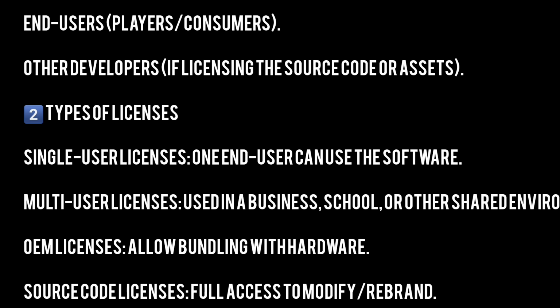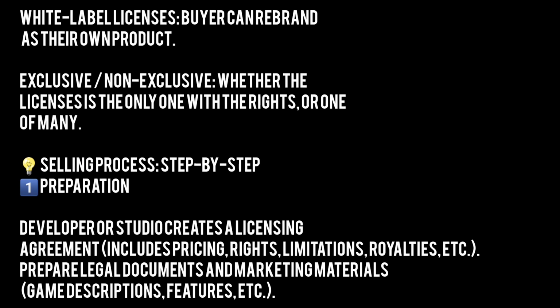Types of licenses. Single-user licenses: one end user can use the software. Multi-user licenses, used in a business, school, or other shared environment. OEM licenses allow bundling with hardware. Source code licenses: full access to modify, rebrand. White label licenses: buyer can rebrand as their own product. Exclusive, non-exclusive: whether the licensee is the only one with the rights or one of many.